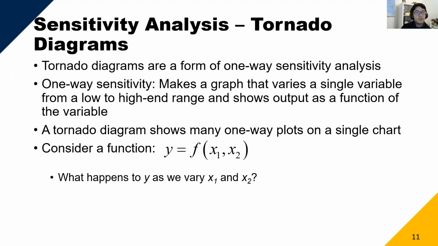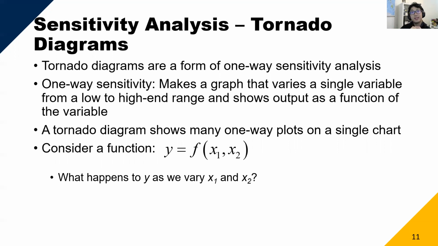Okay, so the first one that we'll talk about is known as one-way sensitivity analysis. And tornado diagrams are a useful way of being able to display this analysis. So one-way sensitivity, essentially you make a graph that varies a single variable from a low to high end range. And so the nice thing about the tornado diagram is it can show many one-way plots on a single chart.